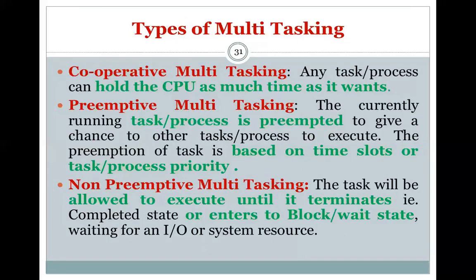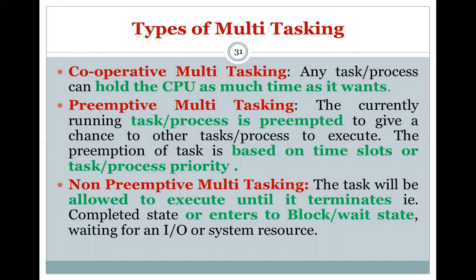Types of multitasking: cooperative multitasking, preemptive multitasking, and non-preemptive multitasking are the three types of multitasking. Cooperative multitasking is where any task or process can hold the CPU as much time as it wants. Other processes will be in the waiting state till the current process is completed.